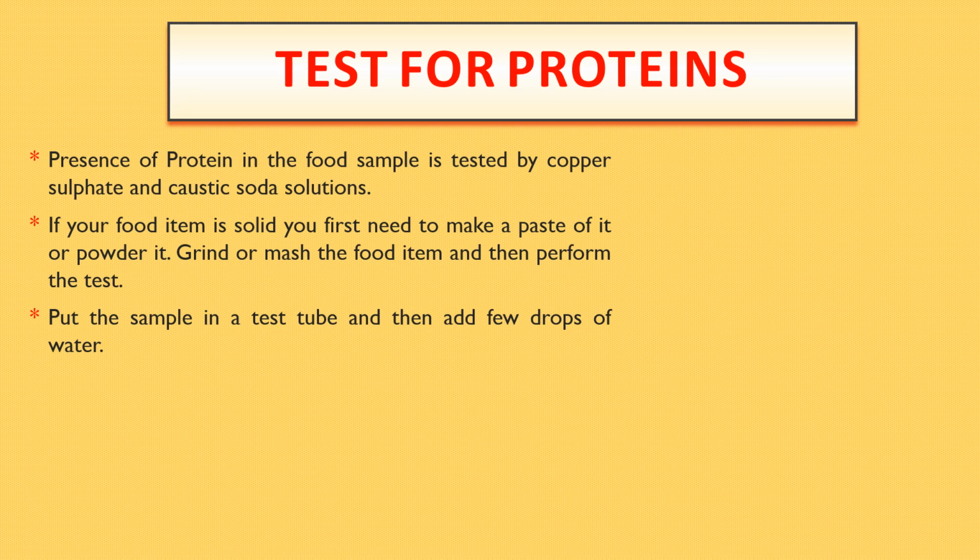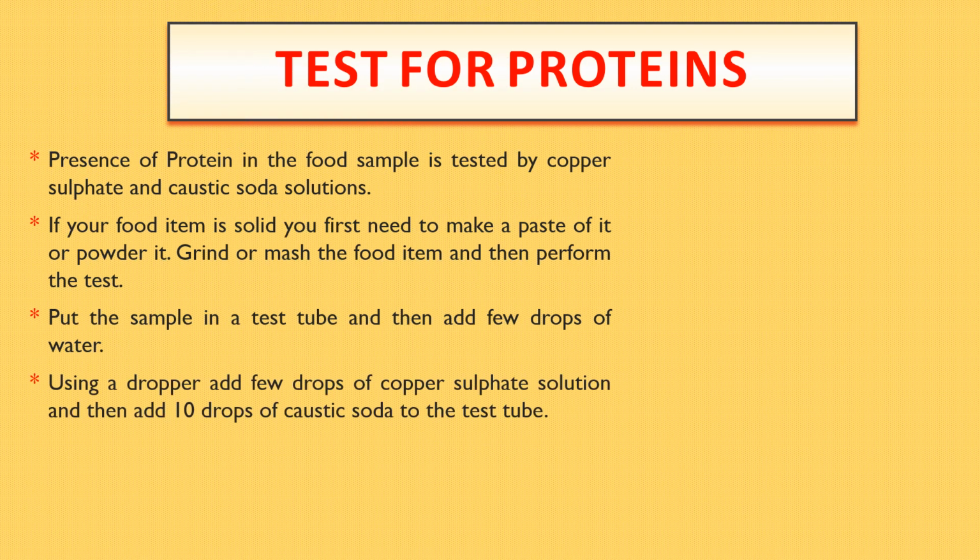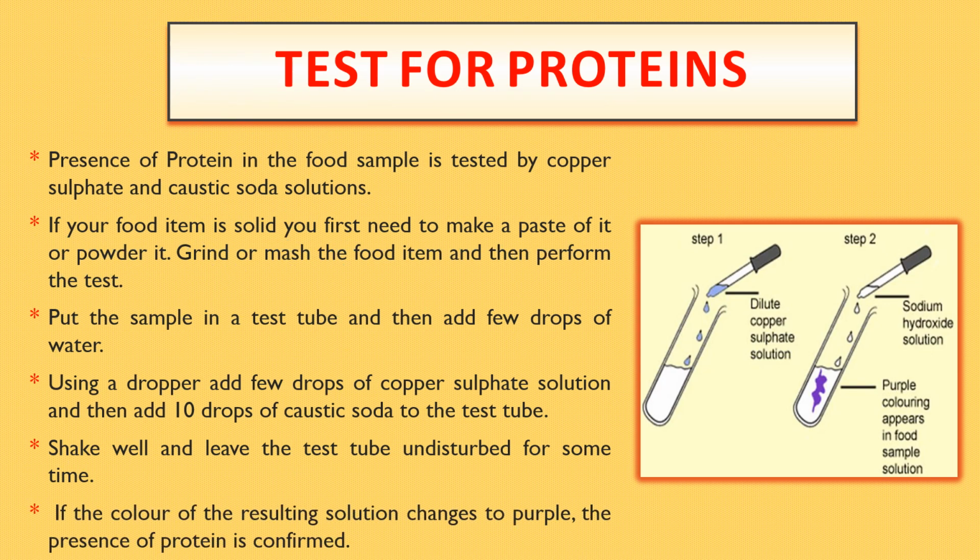Now add a few drops of water. Using a dropper, add a few drops of copper sulfate solution and then add 10 drops of caustic soda to the test tube. Shake it well and leave the test tube undisturbed for some time and observe the change. If the color of the resulting solution changes to purple, then the presence of protein is confirmed. It means if the solution changed into purple color, it shows that the given food item, as we have taken chana dal, contains proteins.